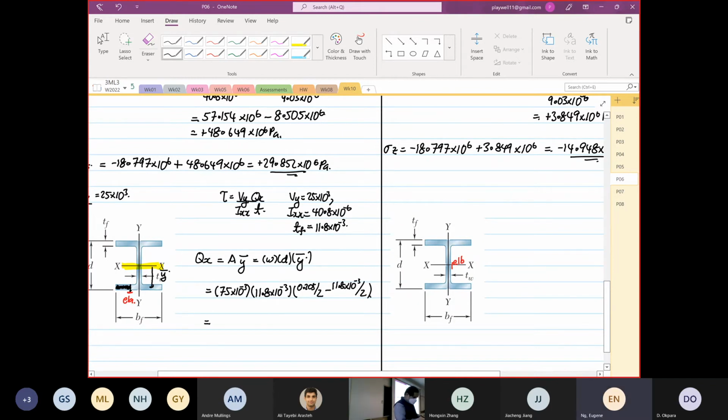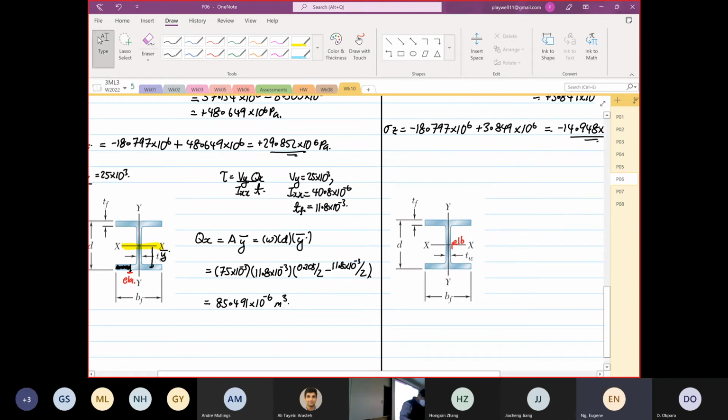So this will be equal to 75 times 10 to the power minus 3 times 11.8 times 10 to the power minus 3 times (0.205 divided by 2 minus 11.8 times 10 to the power minus 3 divided by 2). So it's equal to 85.491 times 10 to the power minus 6 meter cube. Let me do it again. 0.205 divided by 2 minus 11.8 power minus 3 divided by 2, times 11.8 power minus 3, times 75 power minus 3. 85.491. Okay. So that is our Qx.